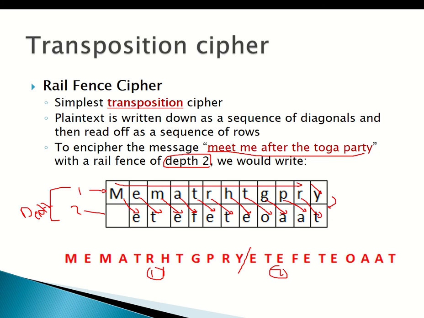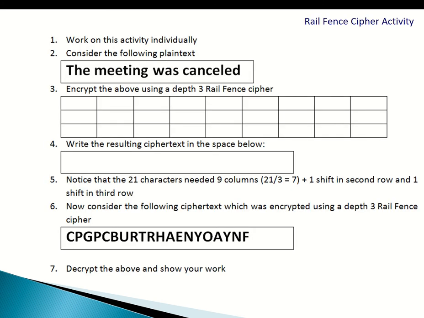All right, let's take an example here. "The meeting was canceled." I want to use depth 3. That means we have how many rows? We have 3 rows: 1, 2, and 3. If I have 3 rows, how many letters do I have? 1, 2, 3, and so on up to 21. So the total number of letters is 21.